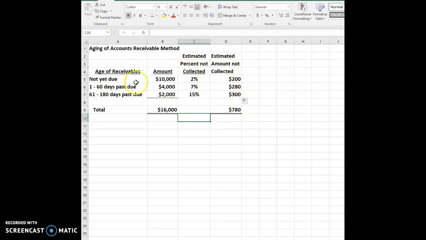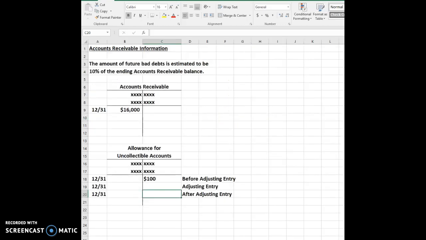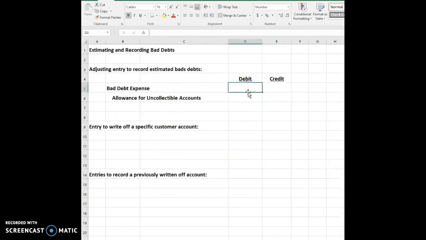Okay. Now again, once you go through these numbers, the $780 is the amount you would like in the allowance account after the adjusting entry. Let's go back to here. $780 is what we'd like to have in here. We already have 100, so we only need $680 as the adjusting entry. So we go back to the adjusting entry. This will be $680 and $680 for the credit. Okay. So those are the entries you make at the end of the year as part of the adjusting entry process to record your bad debt expense by estimating bad debts.